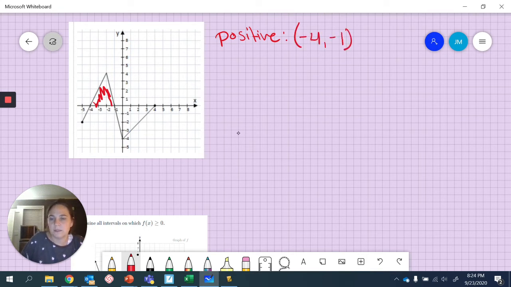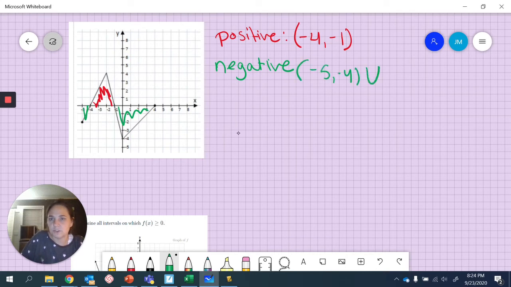And then negative is going to be again where you are below the x-axis. So from this little section and that section. So from -5 to -4, jump the positive ones, and then from -1 to 4.